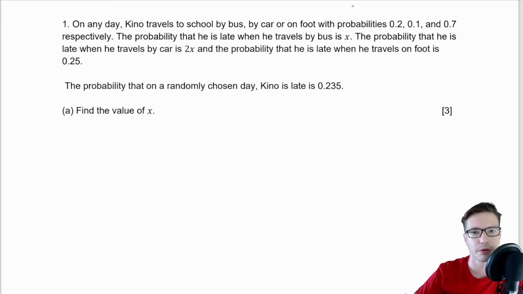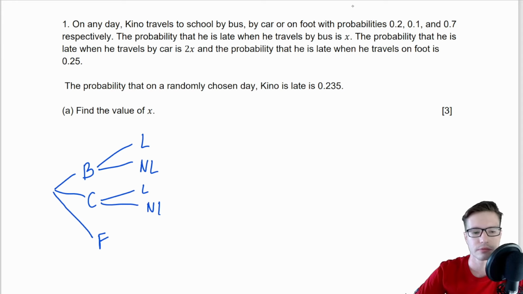So that question is about probability, and to make it easier to understand, I will start by drawing a probability tree diagram. So the guy can travel either by bus, or by car, or by foot. And in any case, he can be either late or not late. Now let's put the probabilities on our tree diagram. So the bus is 0.2, the car is 0.1, and on foot 0.7.